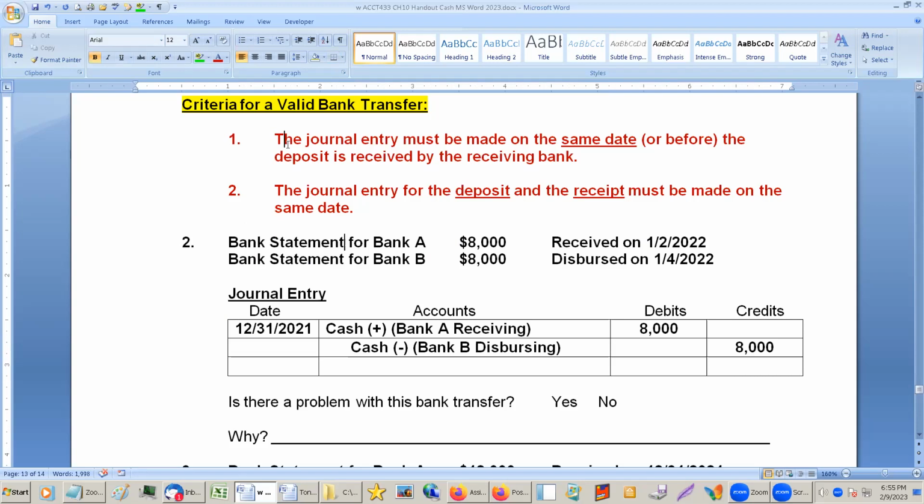Well, let's take a look at the rules. The journal entry must be made on the same date or before the deposit. So this was made before, and maybe we put it on the 31st. Maybe it didn't clear until the 2nd that they added it to our account, and then it didn't show up in the disbursing. And the journal entries for the deposit and receipt must be made on the same date.